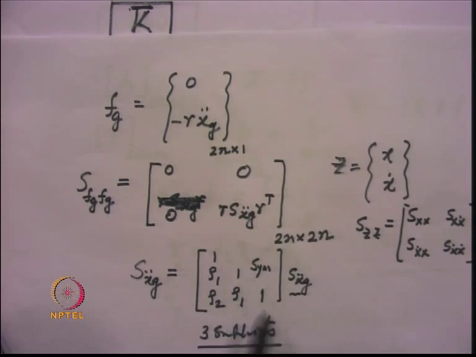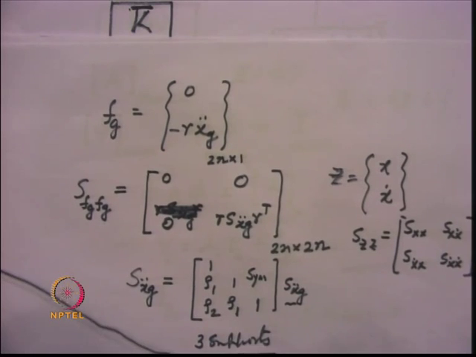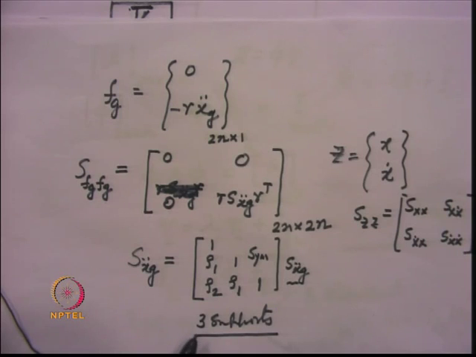is again the power spectral density function matrix of the excitation. Now, if this is partially correlated, that is there is a time lag between the excitations, then say for the case of three supports, you will have the S_x double dot g matrix defined as 1 rho 1 rho 2, rho 1 1 and rho 1, and on this side it will be symmetric, and S_x double dot g will be a single quantity, that is the power spectral density function of the El Centro earthquake in this particular case.